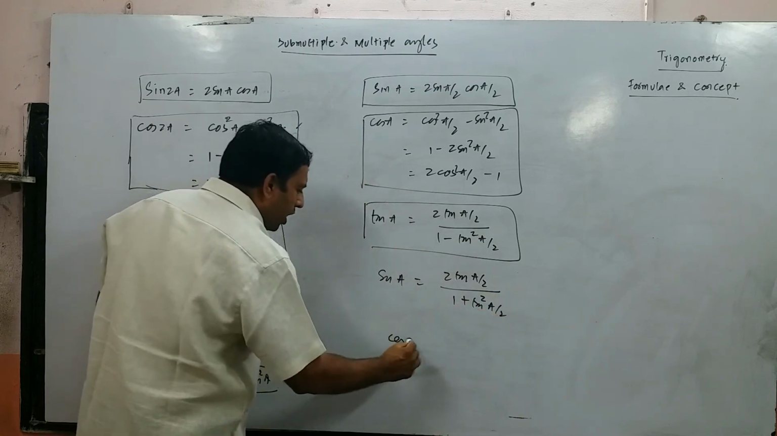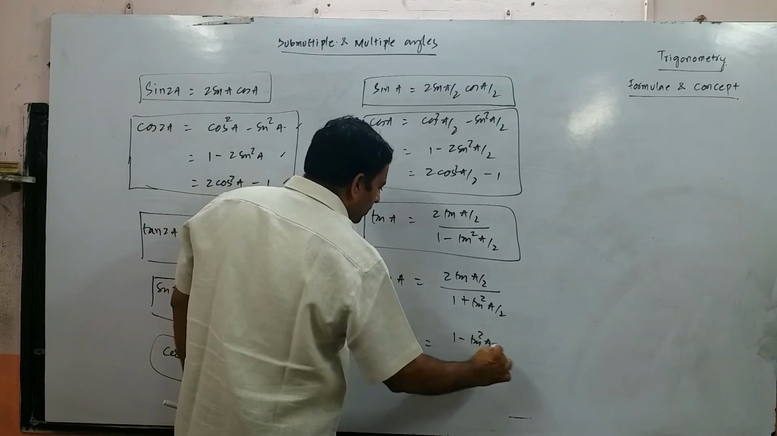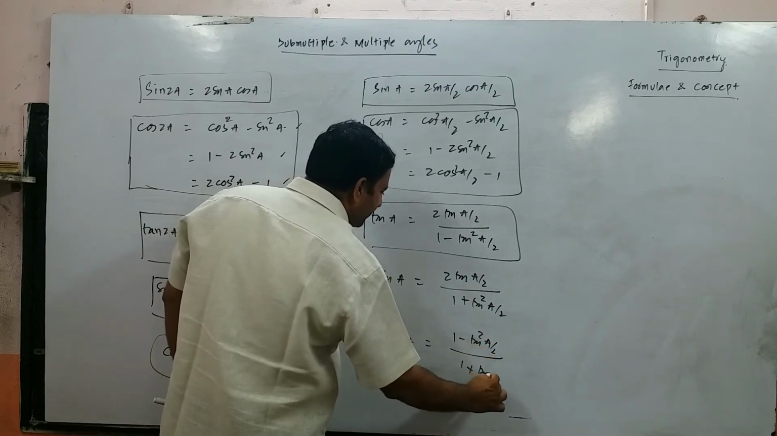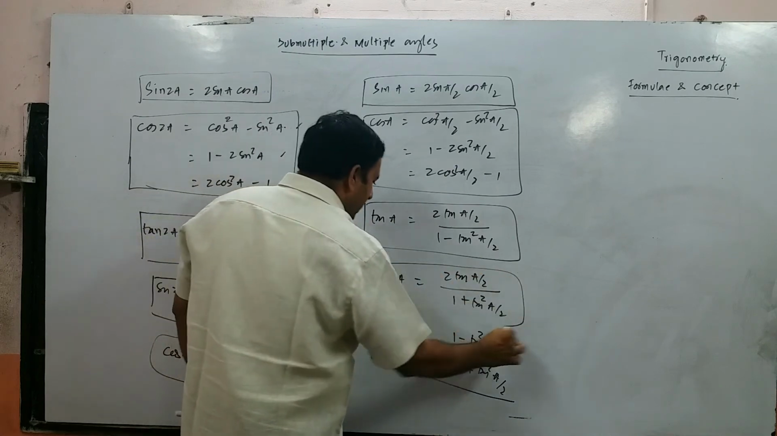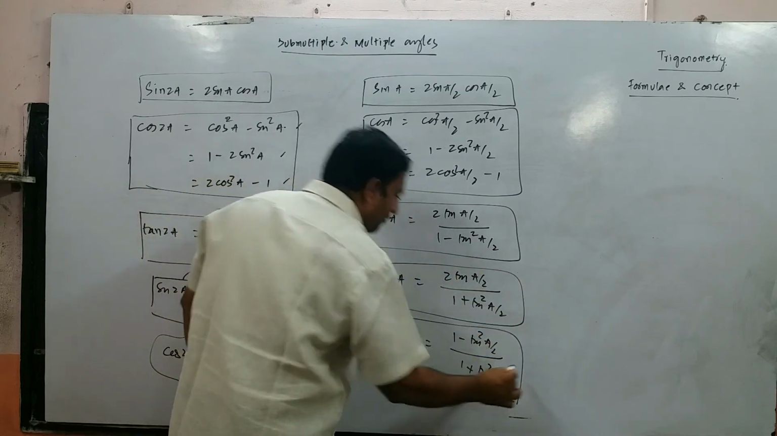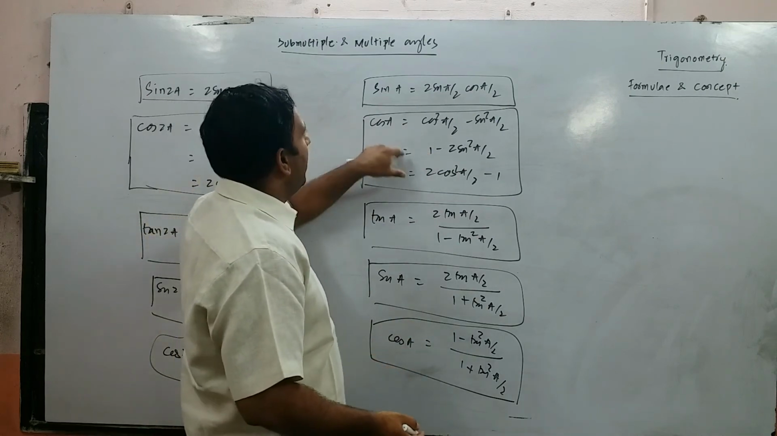Now if I ask you cos A in terms of tan, how do you prove that? It is 1 minus tan square A by 2 by 1 plus tan square A by 2, right? So these are the formulas. Apart from that, you have 2A and 3A formulas also. So this is multiple and this is submultiple, multiple and submultiple.